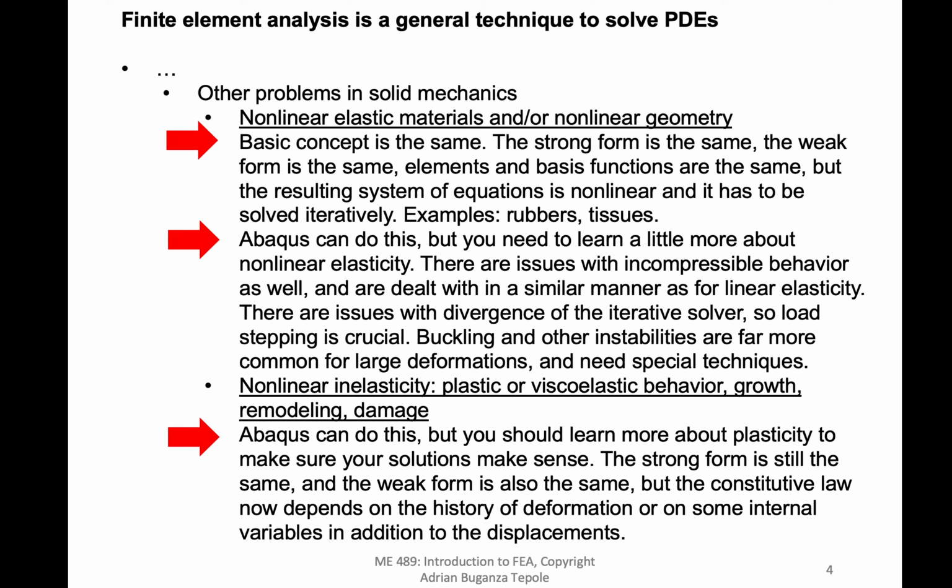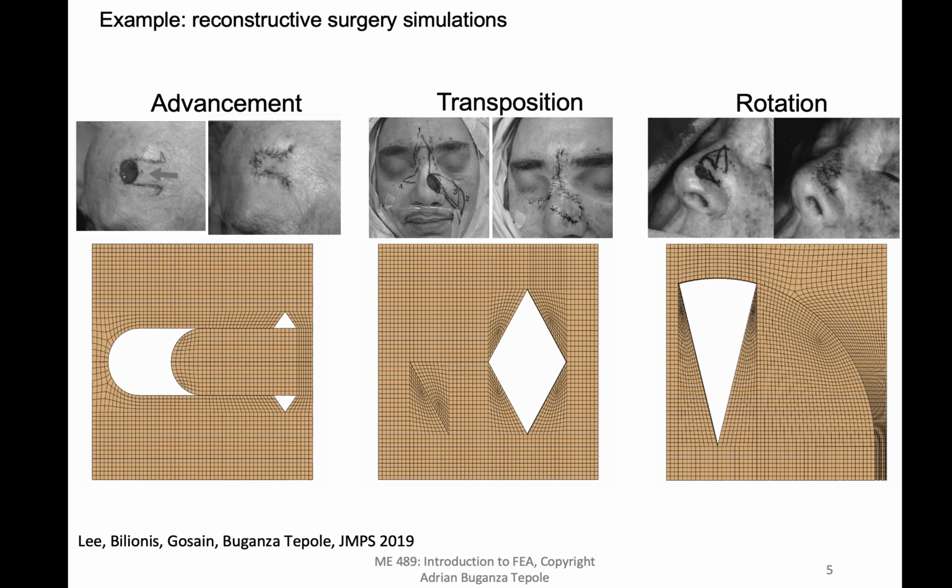So plasticity basically. The strong form and the weak form is the same, but the thing is that now the stresses are not just related to the strains, but they are related to the history of the deformation. So you have to keep track of some internal variables to keep track of how the part has deformed permanently. Again, not something that we have done, but something that you can definitely do with Abaqus. This is just one example of nonlinear deformation and nonlinear material.